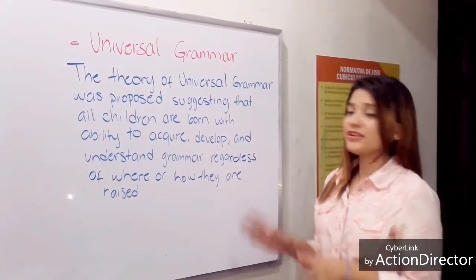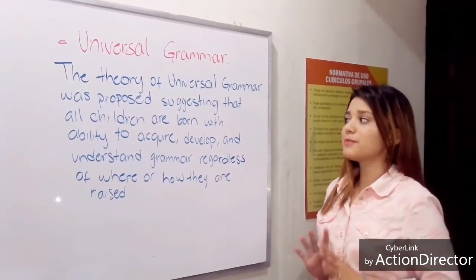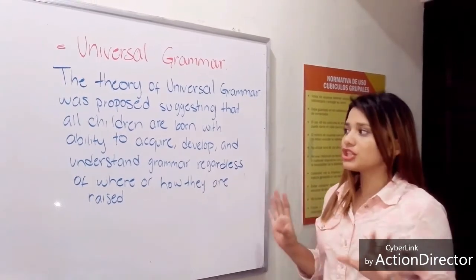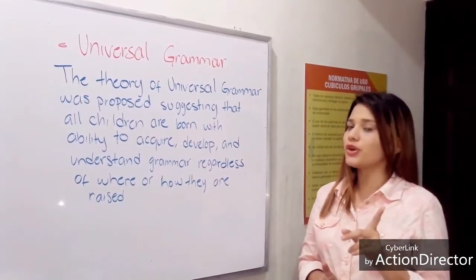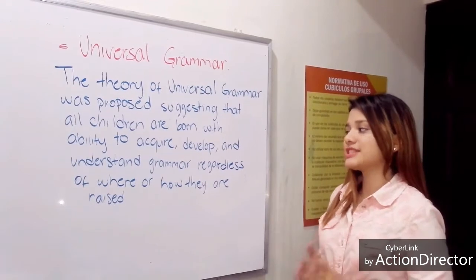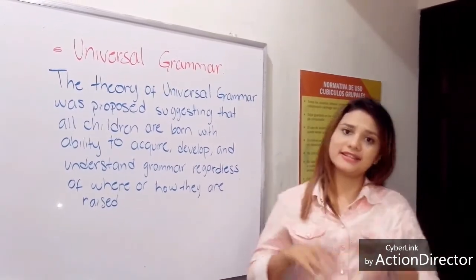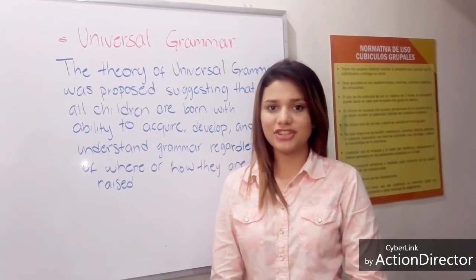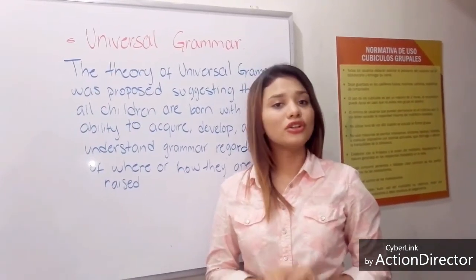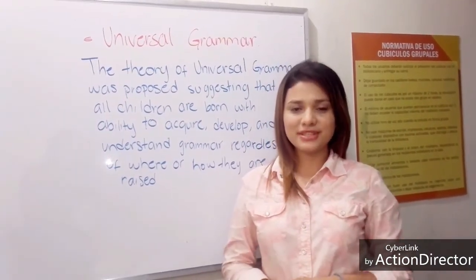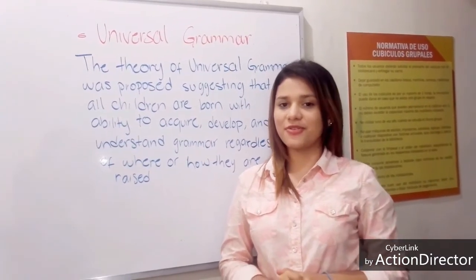Universal grammar. The theory of universal grammar suggests that all children are born with the ability to acquire, develop, and understand grammar, regardless of where or how they are raised. It is a basic grammar structure common to all human languages. Humans are born with knowledge of this.